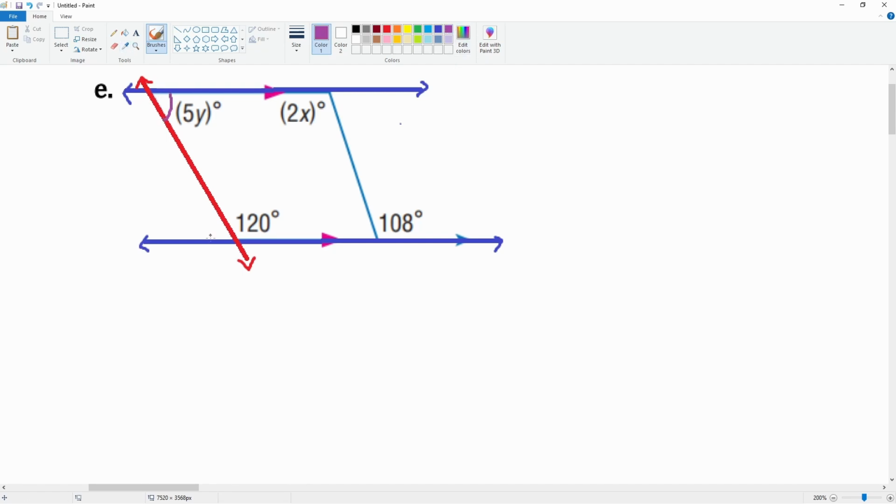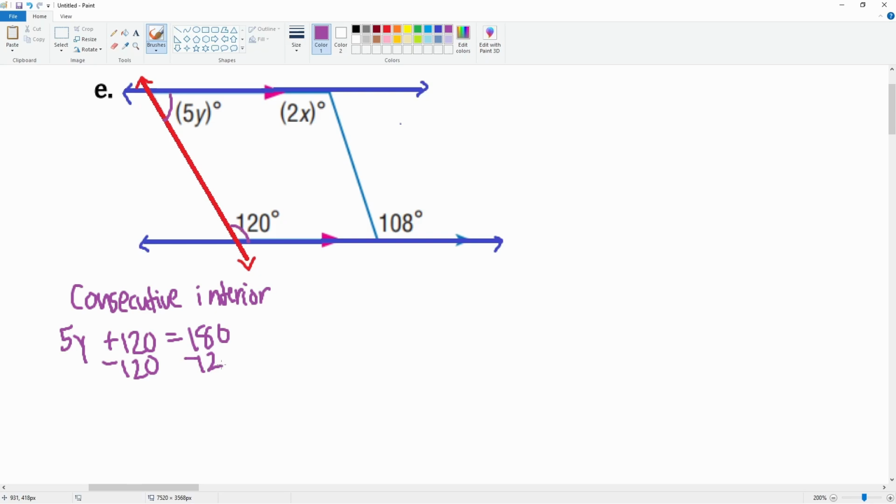Well, notice they're both on the inside and on the same side. So this is your consecutive interior angles. So we know that 5y plus 120 is equal to 180, because we know from our notes consecutive interior angles are supplementary. Subtract 120 from both sides, we get 5y is equal to 60. Divide by 5 on both sides, you get 60 divided by 5. You get 12 for your y.